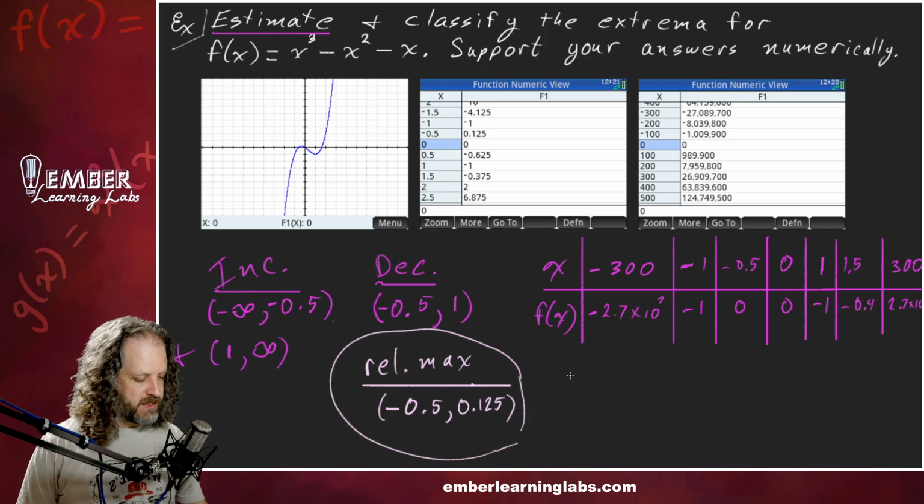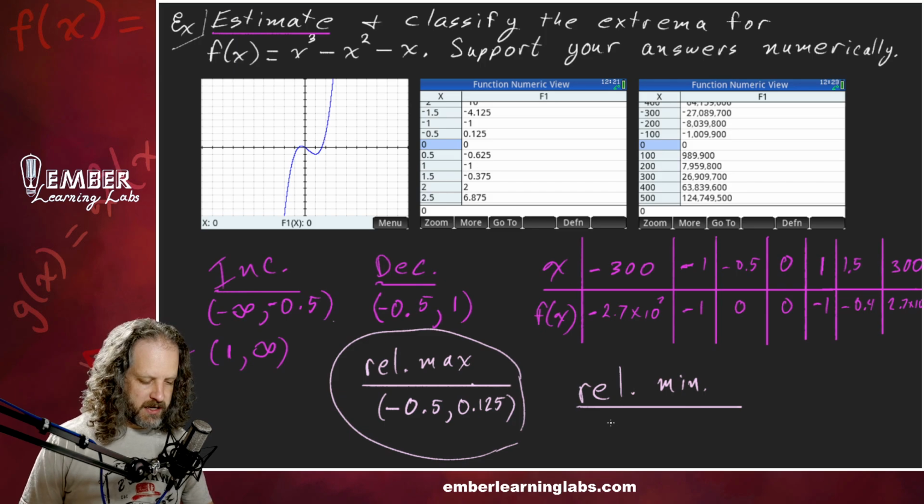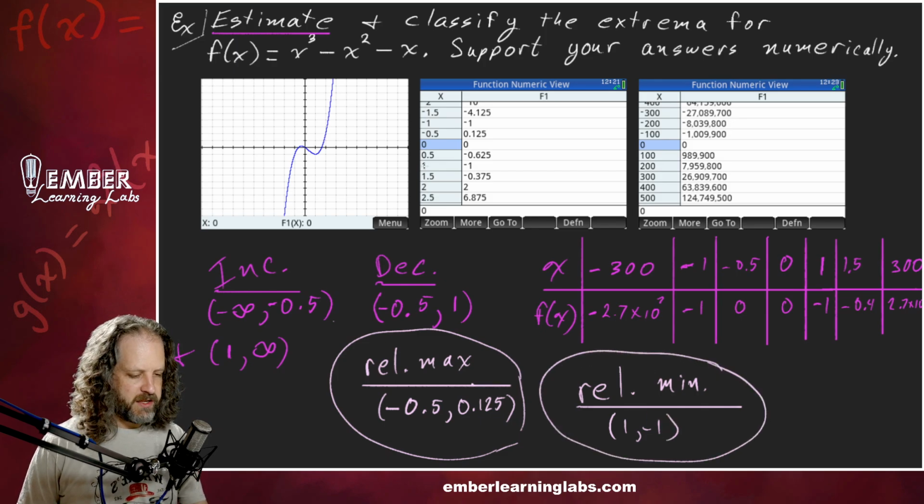What about the relative minimum? That's this one over here. Relative minimum, which is at 1, -1. And our support is the picture and our table.